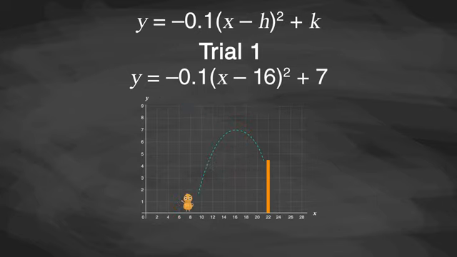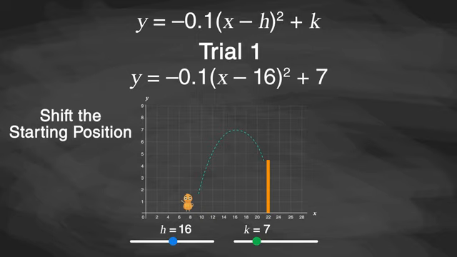What changes can be made in the parameters of the equation in the first trial to successfully get the peanut over the wall? Let's use a tool that helps us dynamically see the changes in the jump as the parameters change. Shift the starting position of the peanut closer to the wall, translating the graph horizontally to the right. This can be done by making h a larger number.